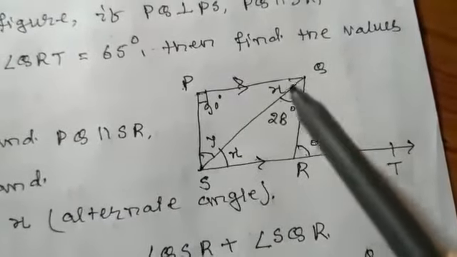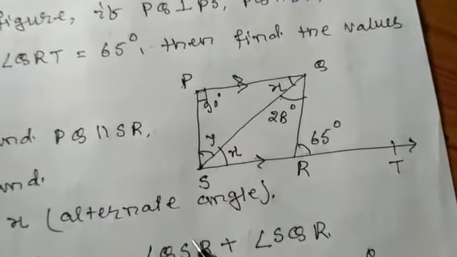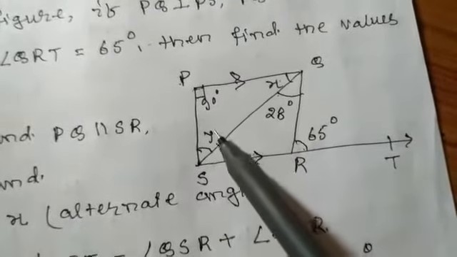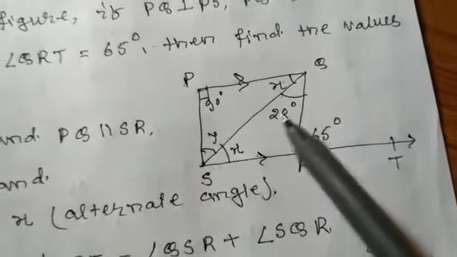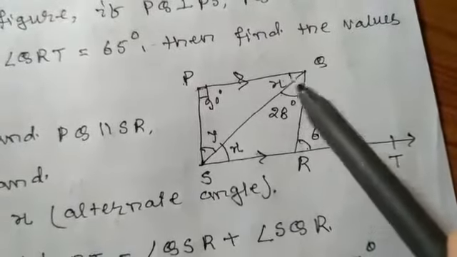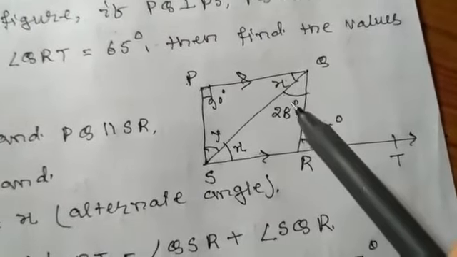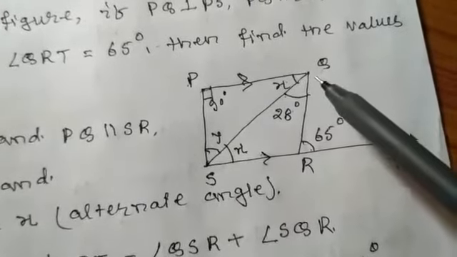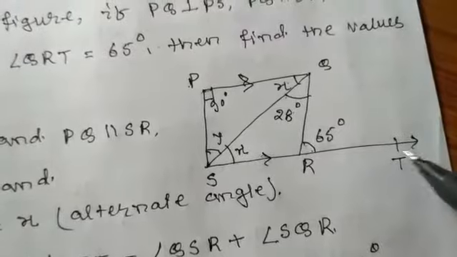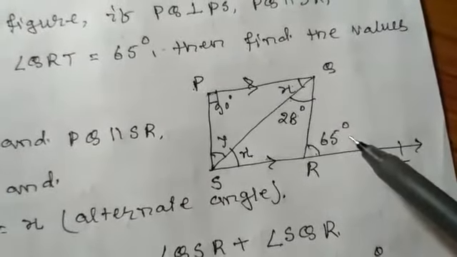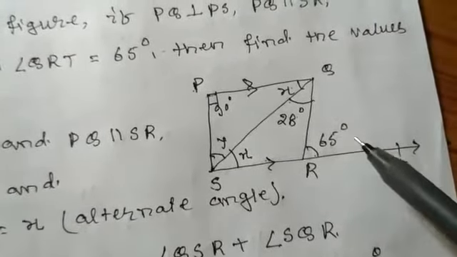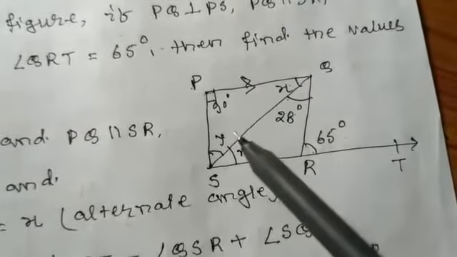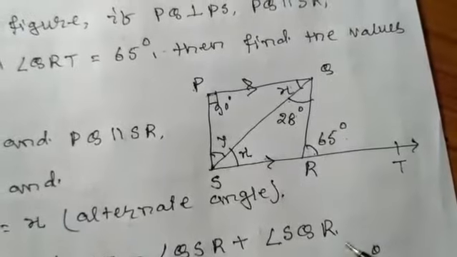So this SQ will be the transversal. This angle is given as X and this angle is given as Y. The measurement of angle SQR is given as 28 degrees, and also in the question, the measurement of angle QRT is given as 65 degrees. Now we need to find the values of X and Y from this question.